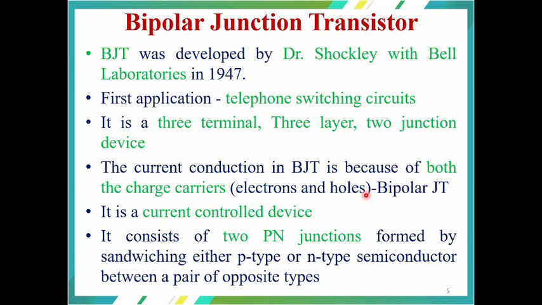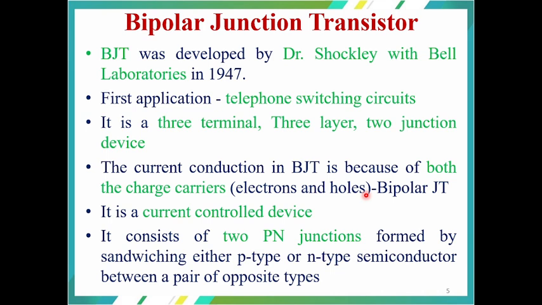The bipolar junction transistor was developed by Doctors Shockley with Bell Laboratories in the year 1947. This was invented for its first application in telephone switching circuits. As with the PN junction diode, it has terminals; whereas the PN junction diode has two terminals and one junction, the transistor has three terminals, three layers, and two junctions.